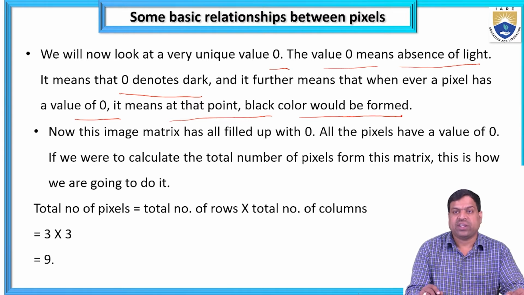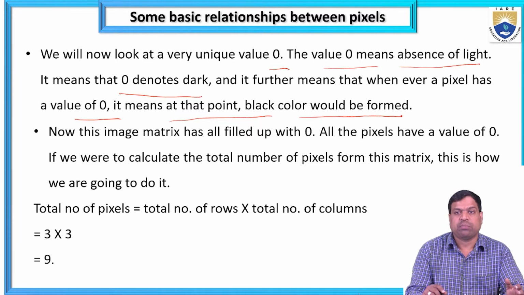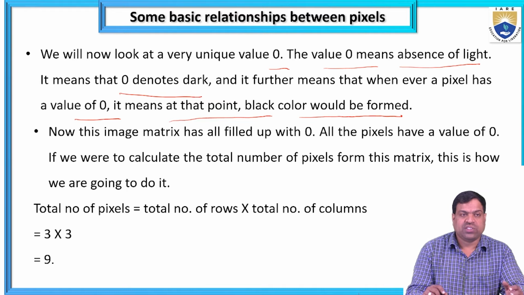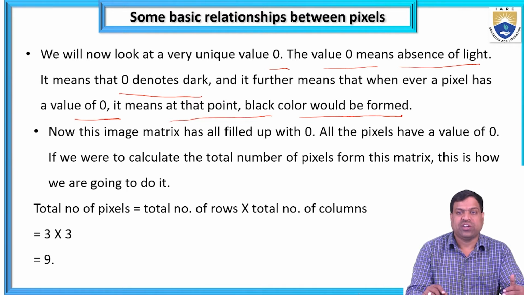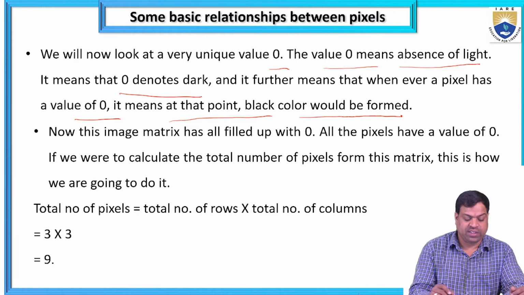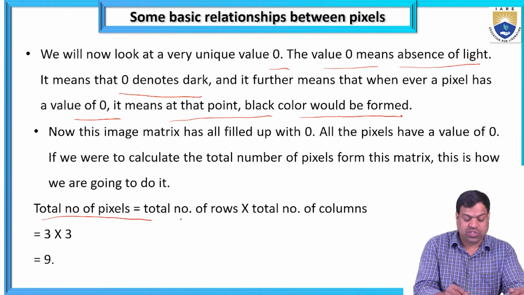Suppose the image matrix is filled with 0, and all the pixels have a value of 0. If we were to calculate the total number of pixels from the matrix, how would we do it? The pixels have intensity values, we are discussing gray levels, but how many pixels are there in that matrix? What is the formula? Number of pixels equals total number of rows times total number of columns.